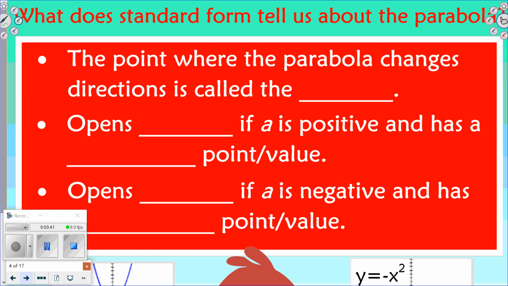All right, so what does standard form tell us about the parabola? I can tell some things about what the graph looks like just by looking at the equation. Okay, so the point where the parabola changes directions is called what? Right, because if you're thinking about it, it's going to come down and then eventually it's going to stop and kind of come back up again. What's that point called where it changes? It's no longer going down, but now it's going up. Starts with a V. Vertex, good. That is called your vertex.